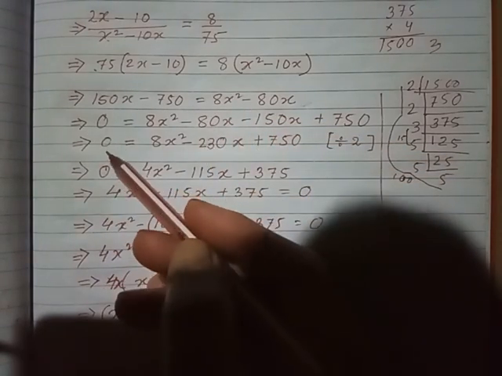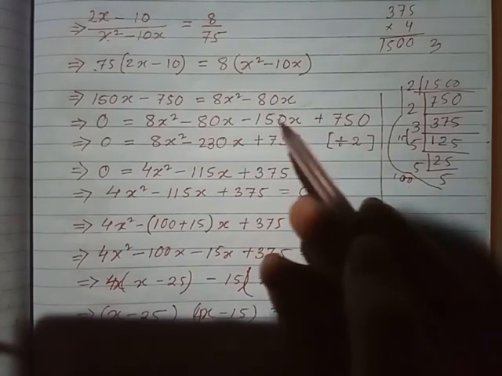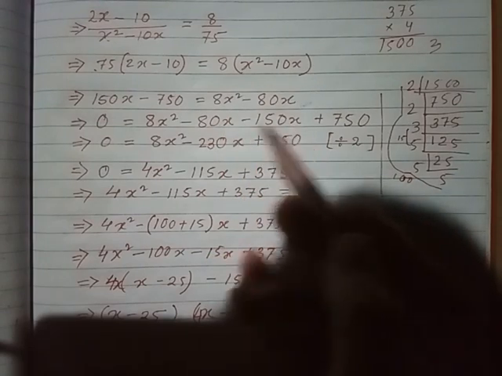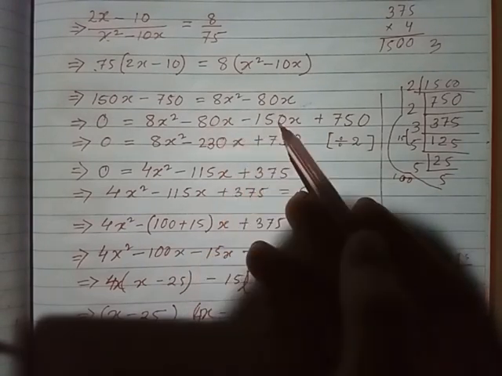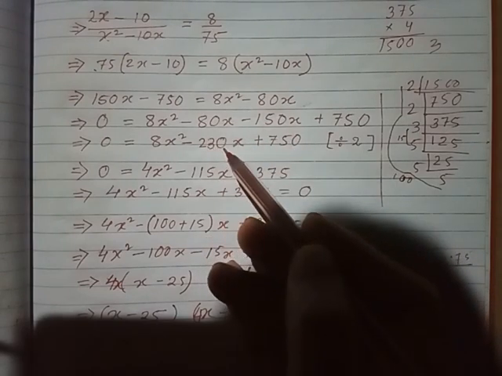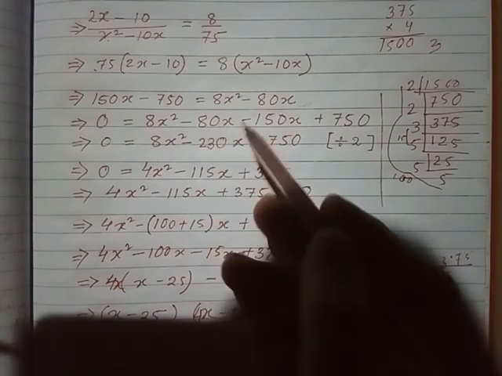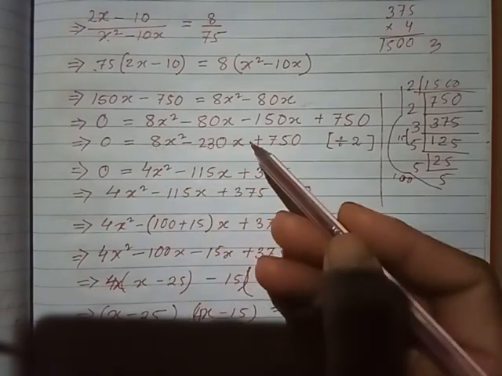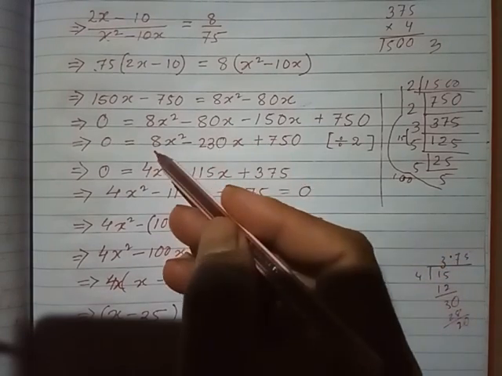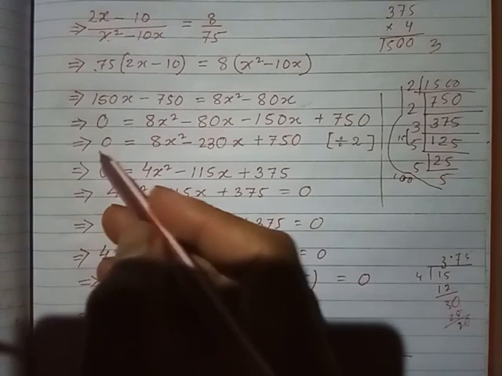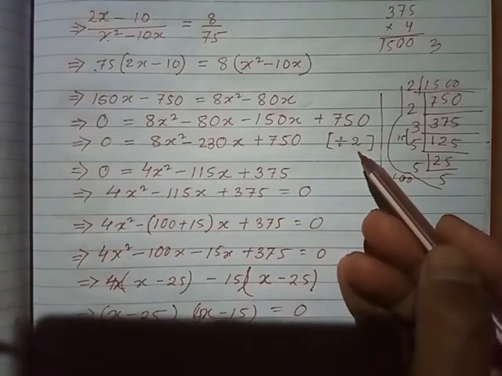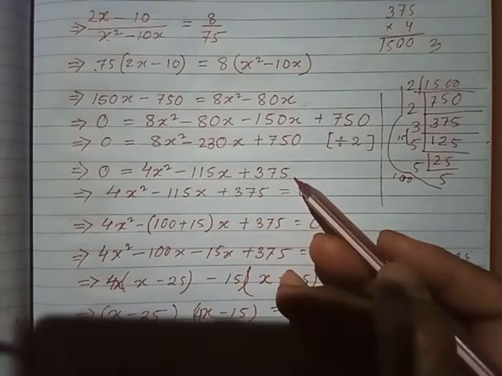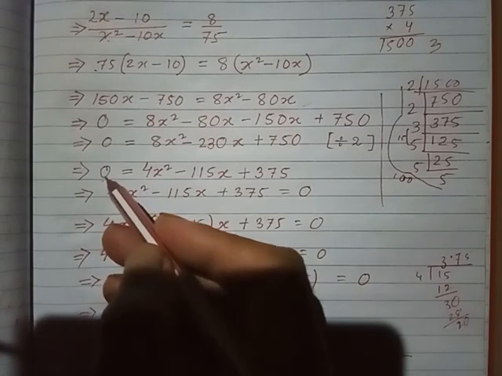So next, now minus 80x minus 150x, they are like terms, we can calculate them. Minus minus plus, I add and got 230x, the sign will be minus, both are minus. And to make the equation more simple, I divide by 2, because all are divisible by 2, both sides divided by 2. It gets like this: 2 4s are 8, 2 115s, 230, here 375. 0 divided by 2 remains 0.